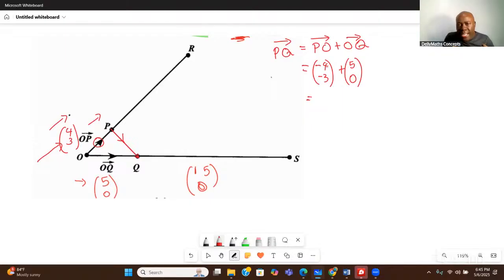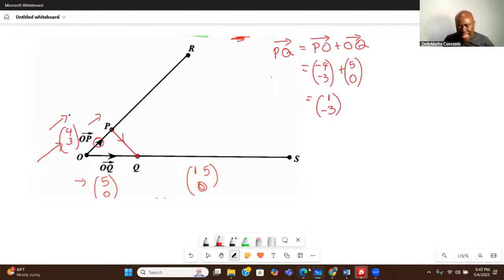So let us add: -4 plus 5 is 1, and -3 plus 0 is actually -3. And there it is, we have our PQ just like that. All right, any question relating to that?